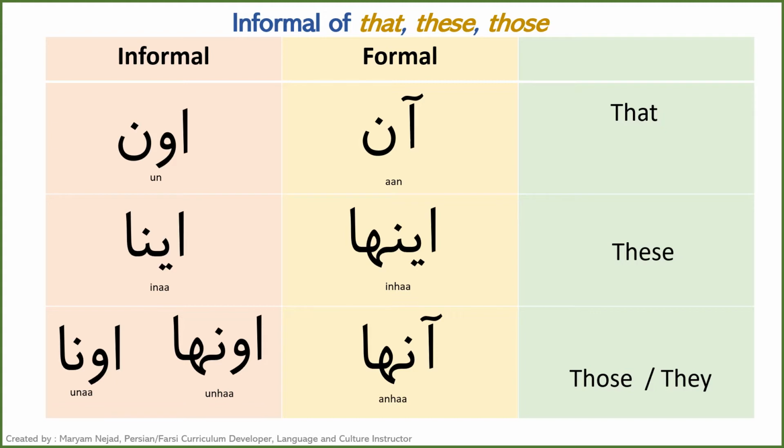So for the demonstratives that, these, and those, there is also an informal version. So that becomes like on, this is the formal, and the informal becomes un. And inha, the informal becomes ina. It's like we kind of drop the he part, ina. And anha, the informal is either unha or una.